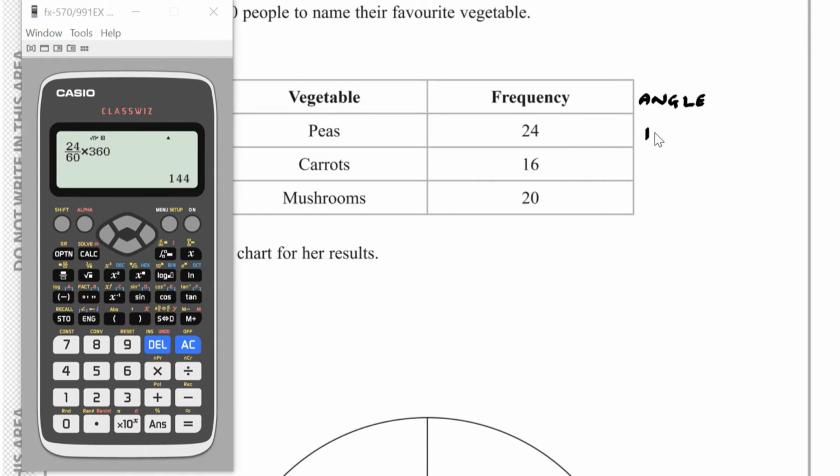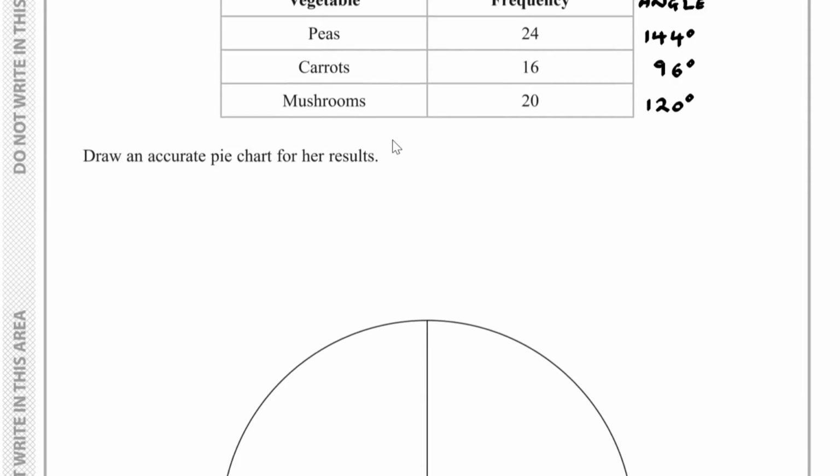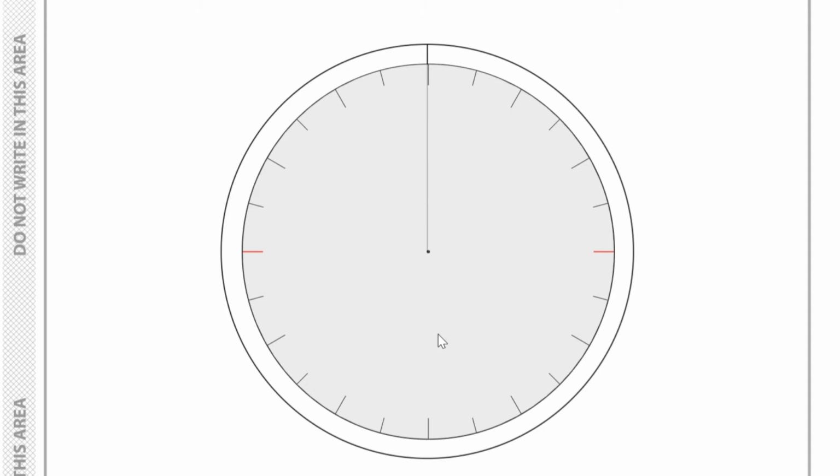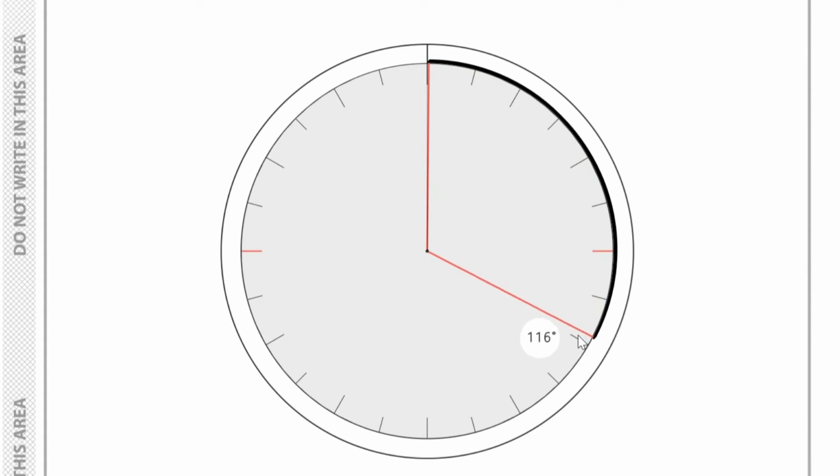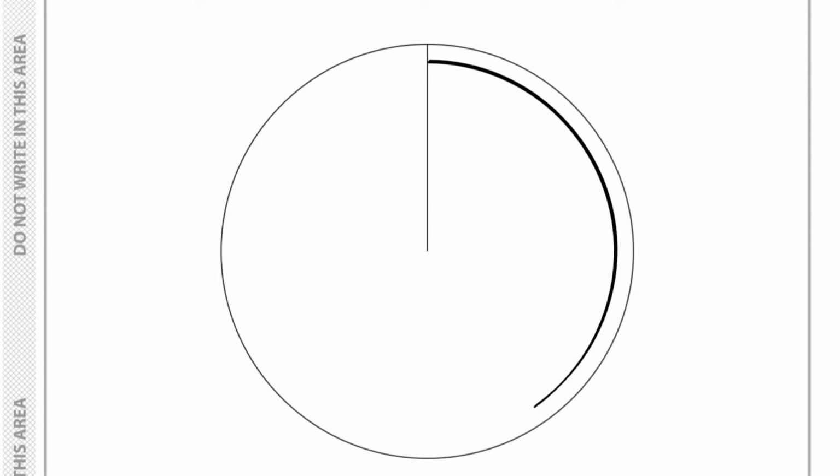We get 144 degrees for peas. And similarly, for carrots, we would have 16 over 60 times 360, which is 96 degrees. And for mushrooms, we would have 20 over 60 times 360, which is 120 degrees. So, if we grab our protractor, what we need to do first of all is measure 144 degrees. So if I measure 144 degrees, we have a line taking us to this point here.